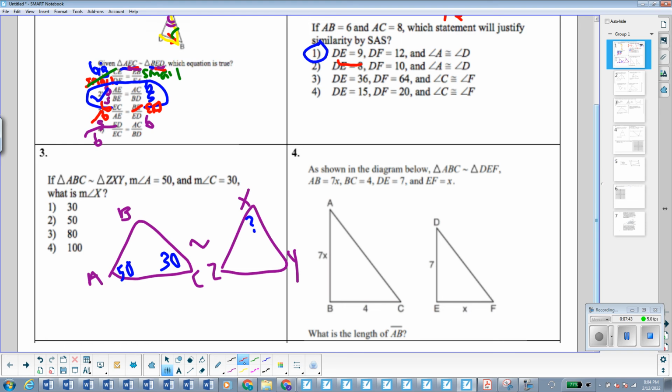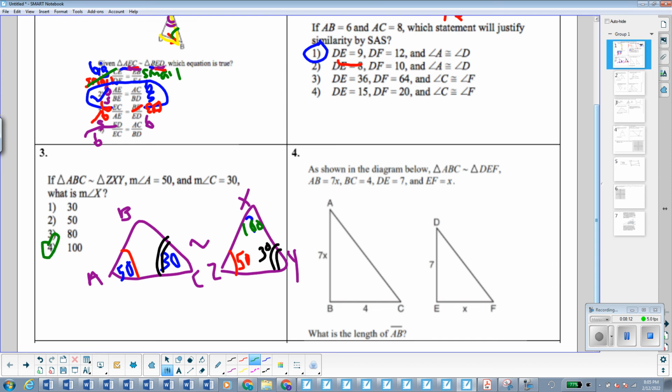Well, remember that similar triangles have congruent corresponding angles. So angle A and angle Z will have the same measurement of 50, and angle C and angle Y will have the same angle measurement of 30. So in order to find X, remember that all the angles of a triangle add to 180. 50 plus 30, that's 80. So the missing angle should be 100. And that's our answer here.